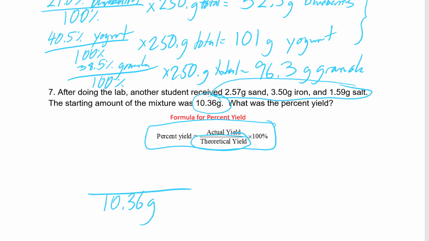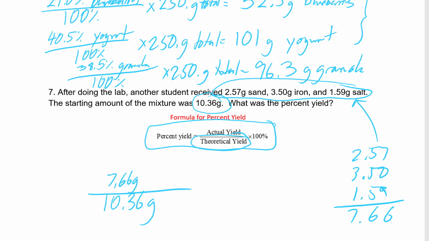Now, how do you get the actual? Well, you have to take these numbers and add them together: 2.57 plus 3.50 plus 1.59. So that comes out as 7.66. So 7.66 grams actual divided by 10.36 grams theoretical times 100%, and we will divide that to get the answer. And that answer is 71.0% yield.